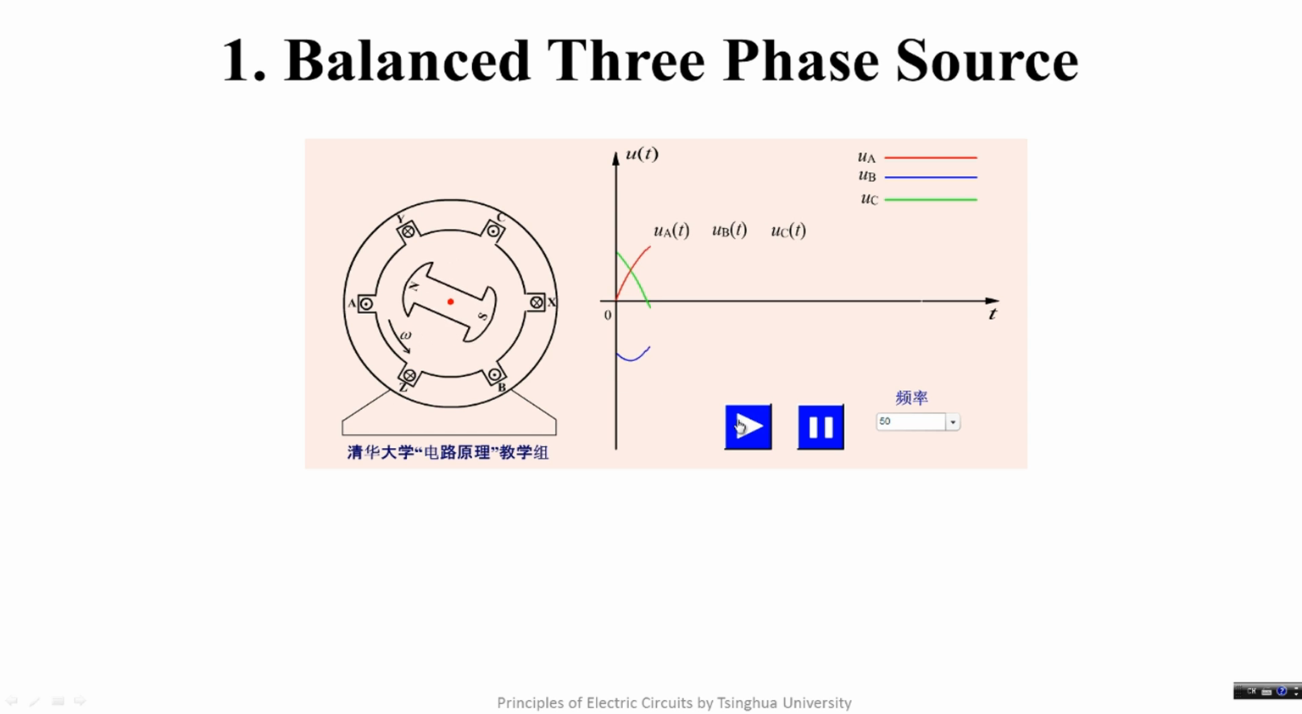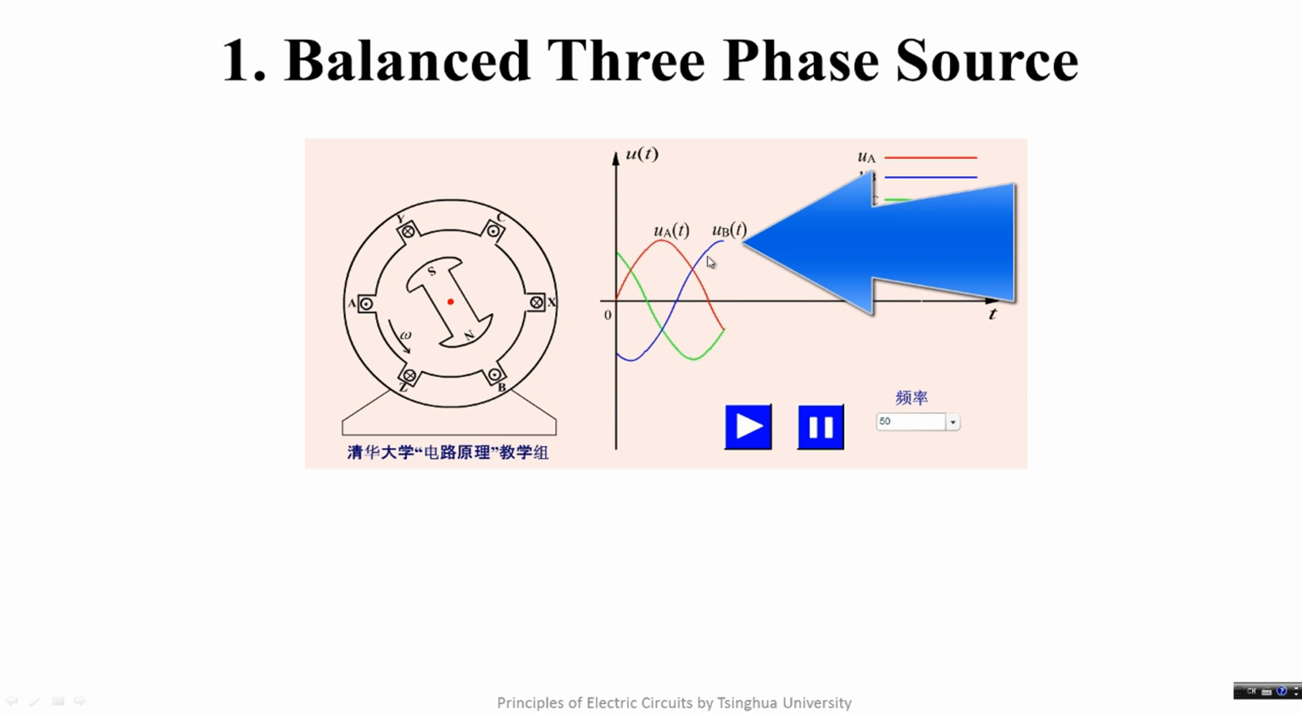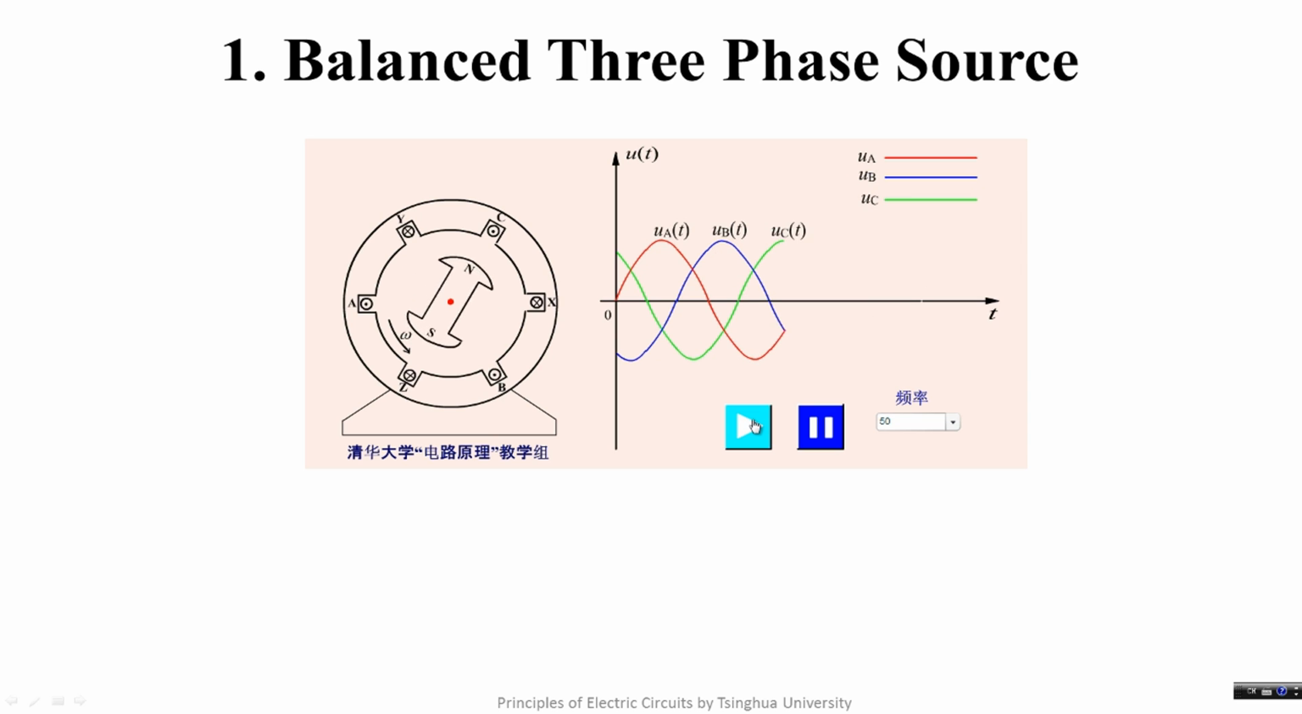Let's see. Pause it here. Now the north pole of the rotor points to B and the south pole points to Y. According to the knowledge of physics, we know the BY coil gets the maximum electromotive force now. It can be seen from the waveform. Similarly, when the north pole cuts A phase, A gets the maximum electromotive force. When the north pole cuts C phase, C gets the maximum electromotive force.